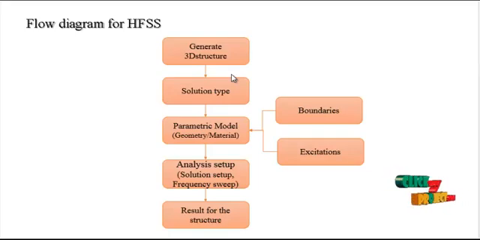In the boundaries, we use the electric field, assuming a perfect E boundary, and for the excitation we use the wave port, and we analyze the wave port. Next we set up the analysis. In this analysis setup we define the frequency, that is the start and stop frequency. Finally, we calculate the results like return loss, VSWR and bandwidth of the antenna.